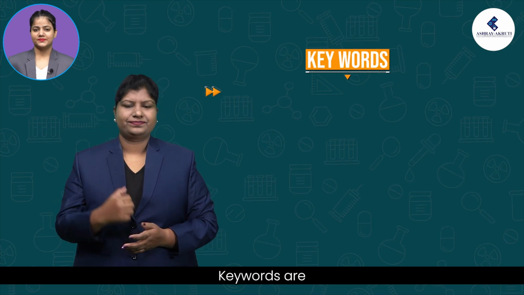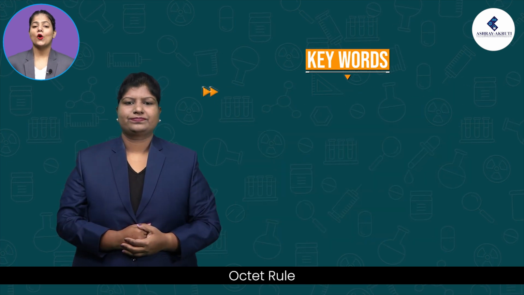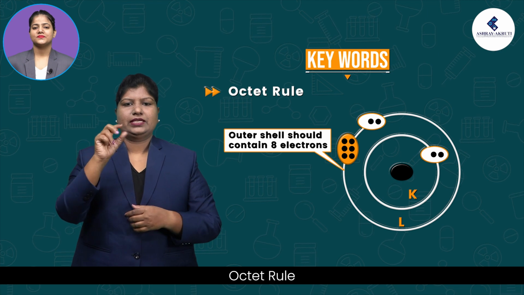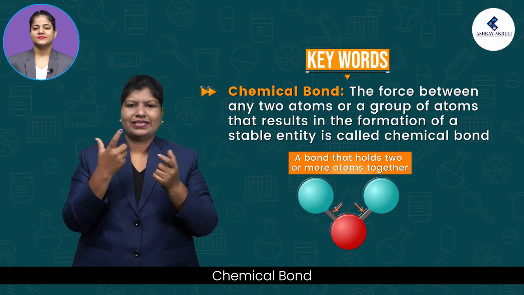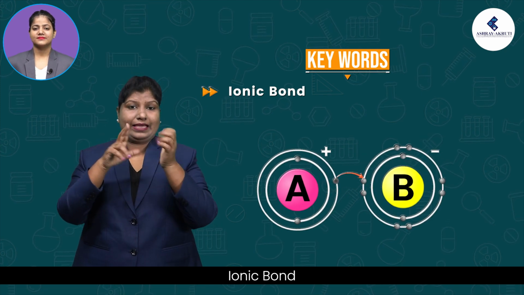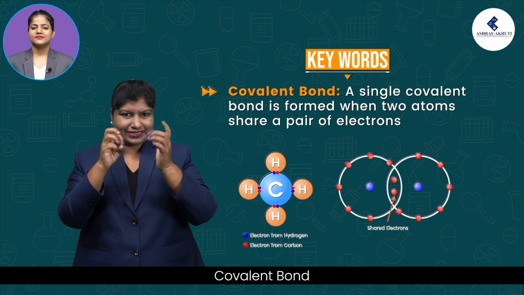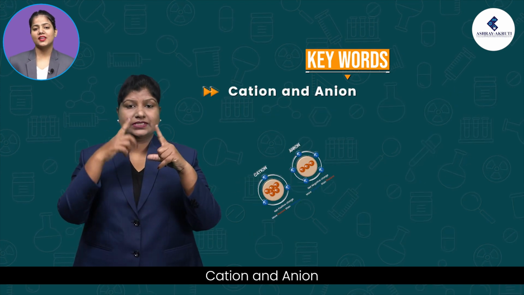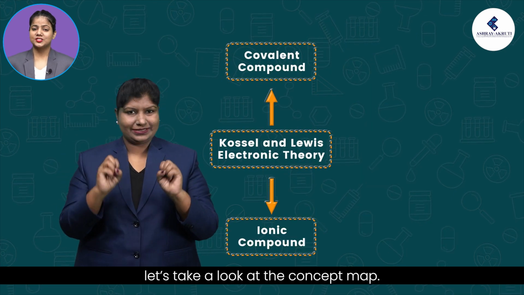Keywords are noble gases, octet rule, chemical bond, ionic bond, covalent bond, cation and anion. Before starting this session, let's look at this concept map.